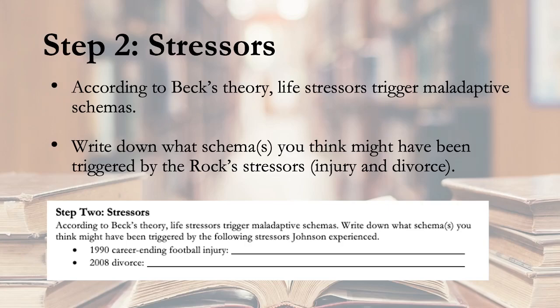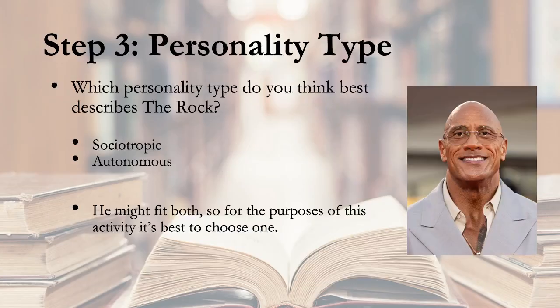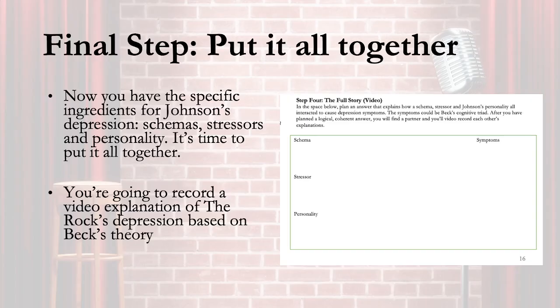Now we go to stresses. The life stressor triggers schemas. So what schemas do they think could have been triggered by his injury and his divorce? All right, and then we go, what personality type do we think he is? It's hard to say. He could probably fit both. So you get them to choose one. Now, can they put it all together?